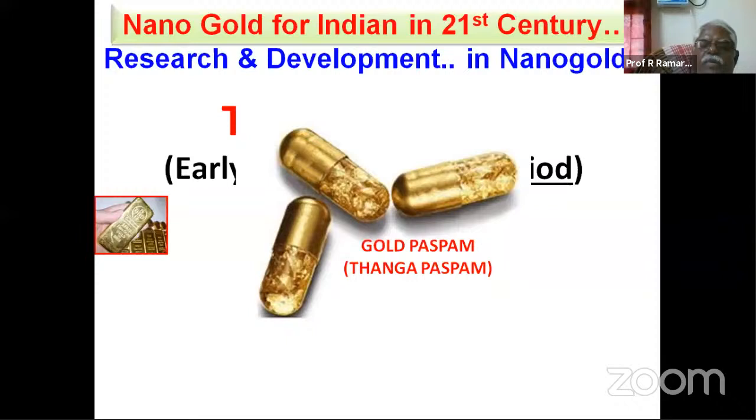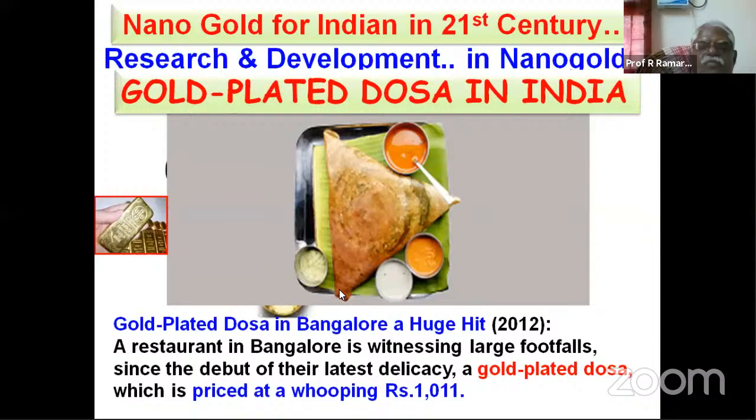But our generation is much more scientific. We make gold plated dosa. Because even you may not like to take a tablet or a medicine in the name of Tangapashpa. So for such people, we make a gold plated dosa. Currently the dosa costs around 5,000 rupees, even today available. But this dosa was priced 1,000 rupees in the year 2012. But even today, the dosa is available everywhere.